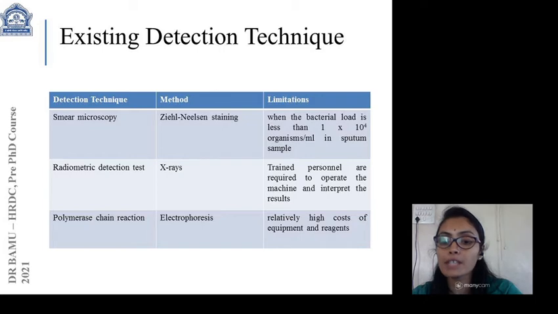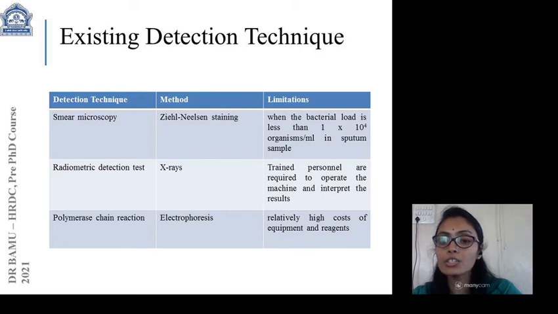Here we will see some existing detection techniques of tuberculosis. Conventional tests are smear microscopy and radiometric detection tests. In smear microscopy, the Ziehl-Neelsen staining is utilized, requiring a minimum of 1 × 10⁴ bacteria per milliliter of sputum. However, sputum smear microscopy has a significant limitation in its performance when the bacterial load is less than 1 × 10⁴ organisms per milliliter in the sputum sample. The second test is radiometric. Radiography uses X-rays to visualize the internal structure of a patient. However, trained persons are required to operate the machine and interpret the result.